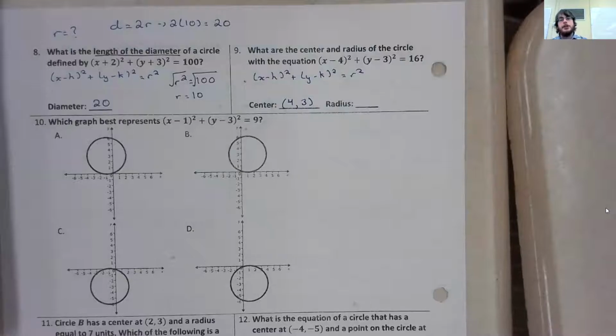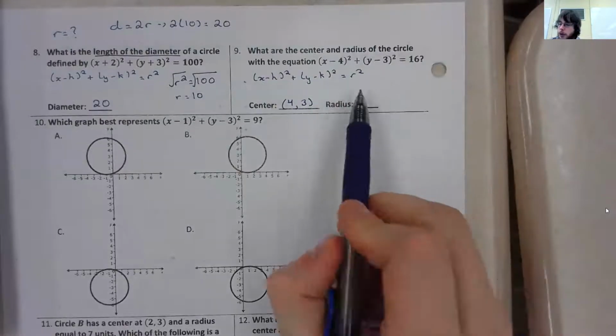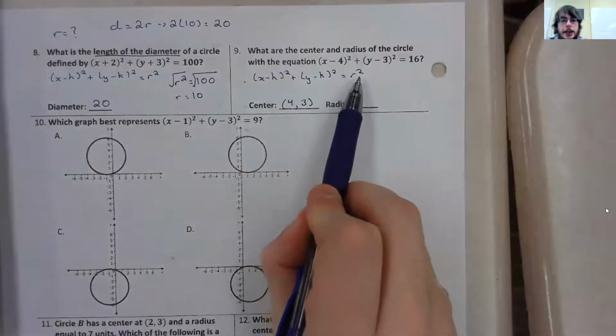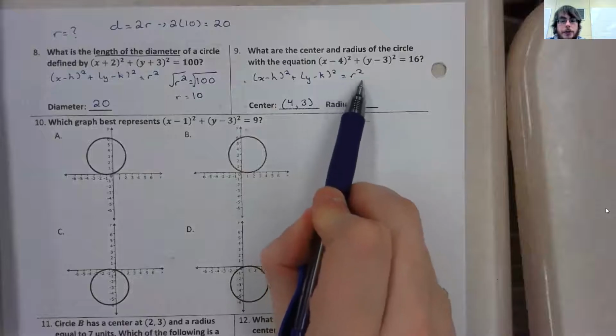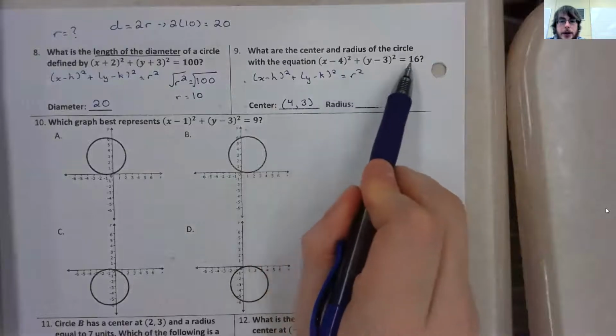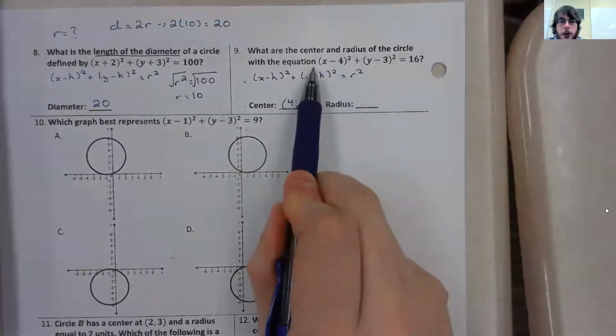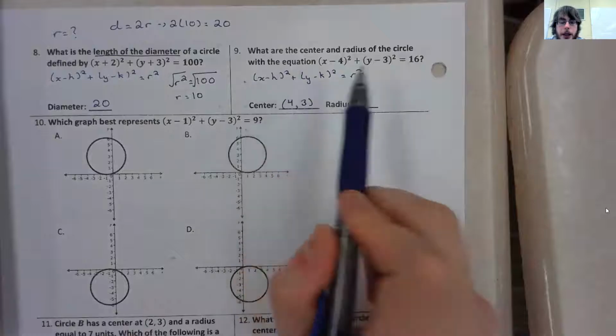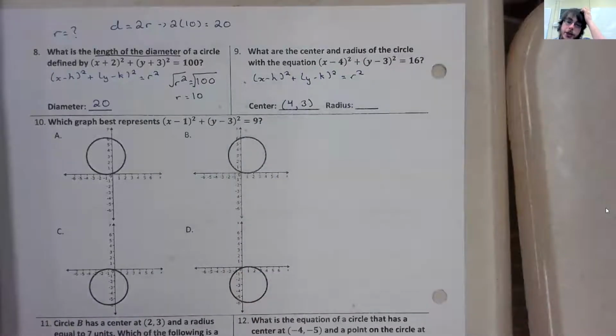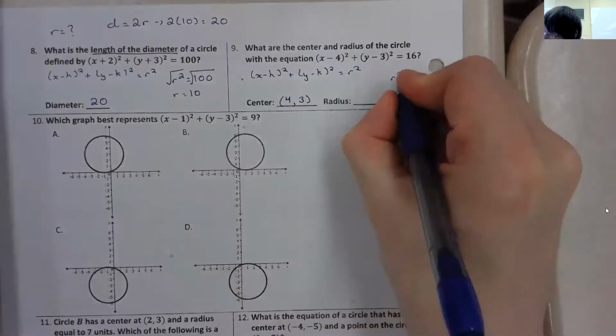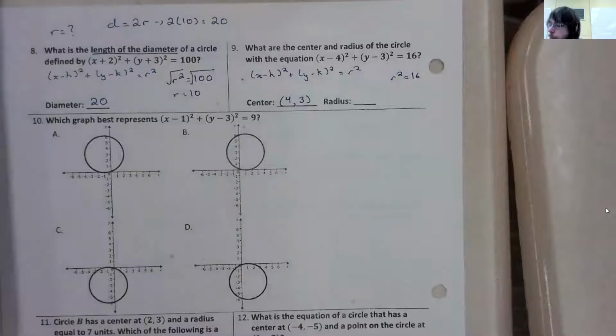Now your radius, the only part of the equation of a circle that deals with the radius is this r squared here. And it's the only thing on the right side of the equal sign, so it's away from the x's and y's. So in this case, r squared equals 16.